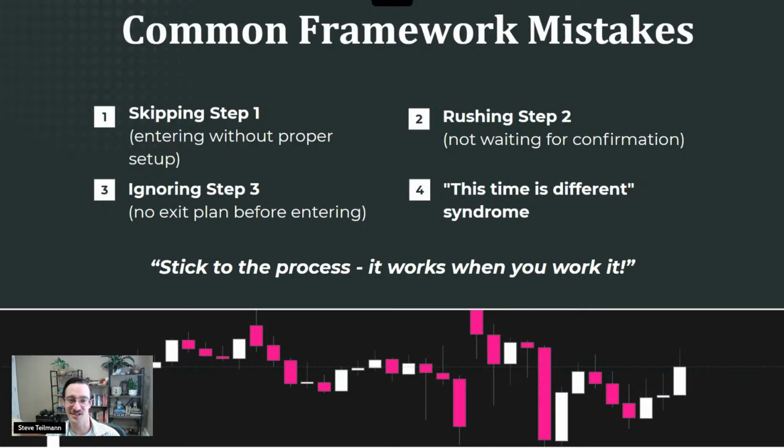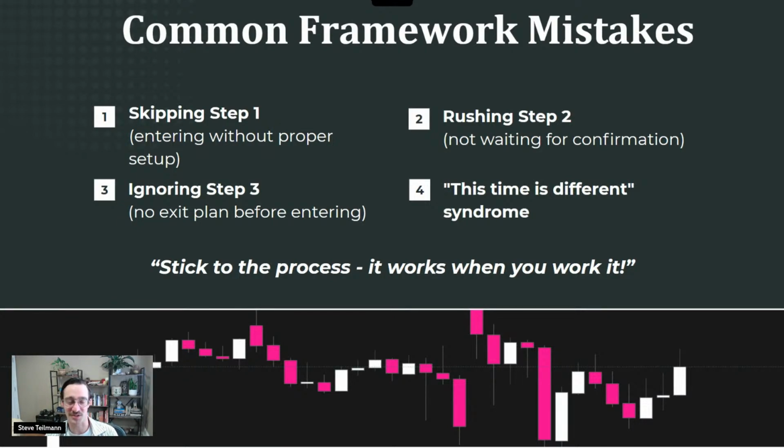And the last thing is just this time is different syndrome, as I like to call it. We always want to believe that we are right at the precipice of some major event, some major regime change, some major shift. And I think that this is very prevalent in trading. Everybody thinks this is the big breakout. This is the big move. And because of that, you can find yourself in very sticky situations.